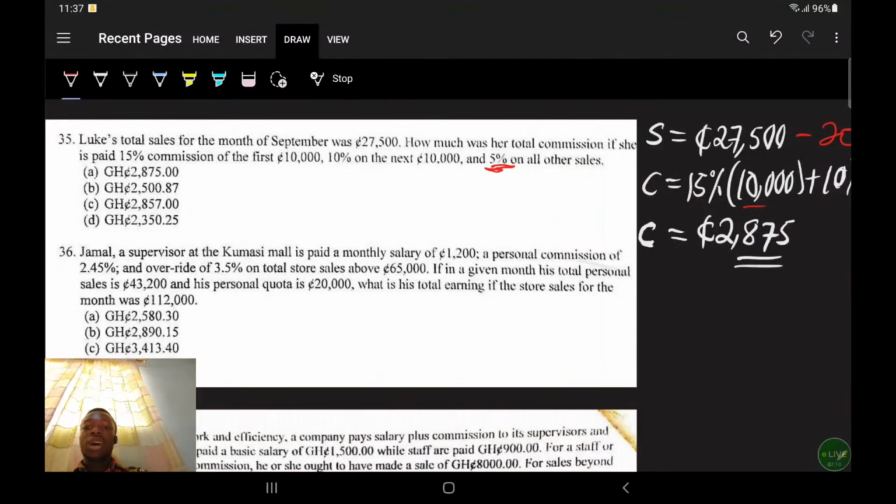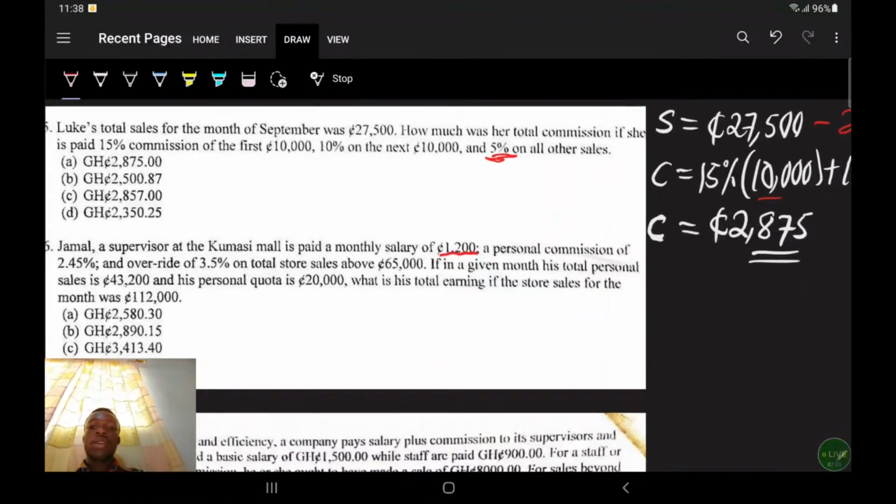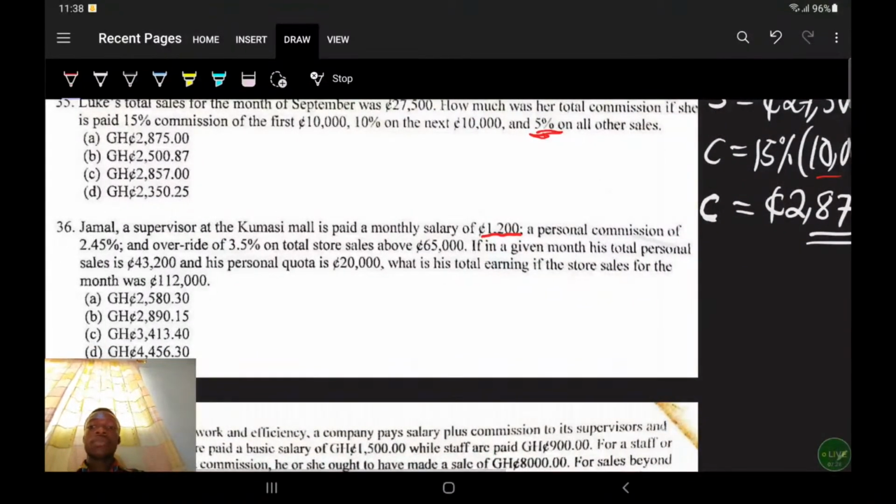Jamal, a supervisor at Kumasi Mall, is paid a monthly salary of what? So the monthly salary was 1,200 Ghana cedi. A personal commission of what? 2.45% and an override of what? 3.5%. Remember, Jamal is a supervisor. That's why you see an override rate here.